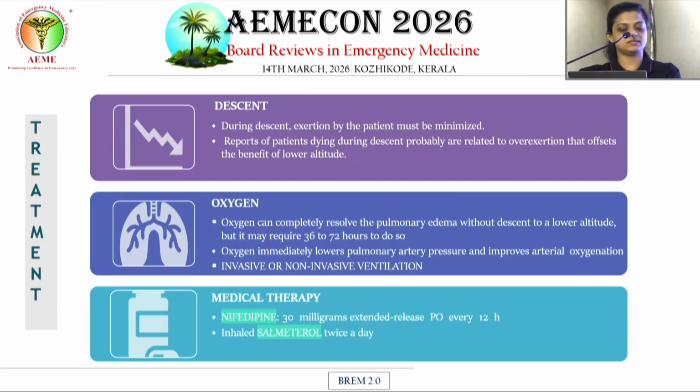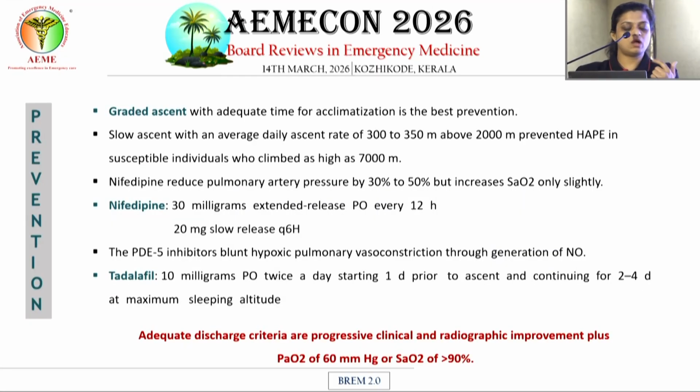Treatment again is the same: descent and oxygen. In medical therapy, there is a role for calcium channel blockers and phosphodiesterase inhibitors. There is no role for dexamethasone as such in this. The role is for nifedipine, extended release tablets given every 12 hourly. There are also some studies which say that inhaled salmeterol has a role in the treatment of high altitude pulmonary edema. So how do you prevent it? Again, graded ascent, as I discussed earlier.